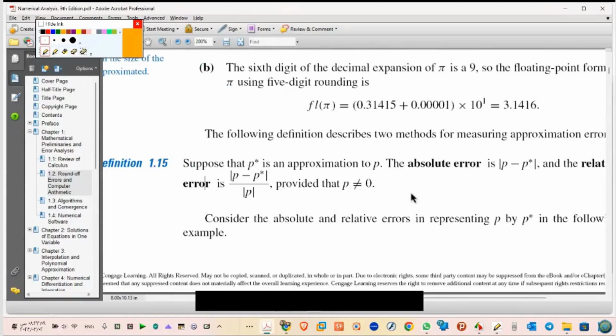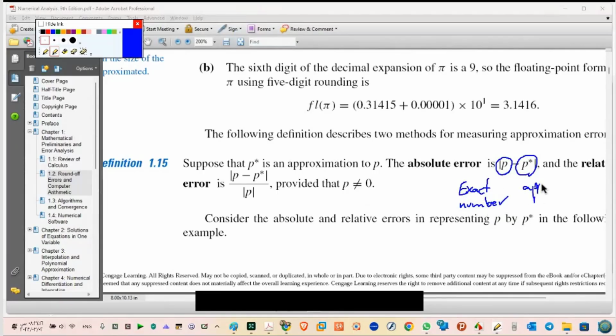For absolute error, the formula is P minus P star. P here is the exact number, and P star here is the approximation number. You must take the absolute value. For relative error, it is exact minus approximation over exact. Don't forget the absolute value.